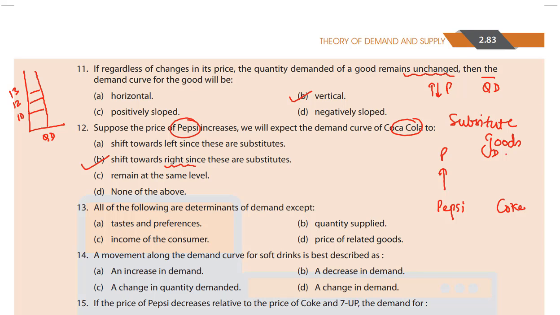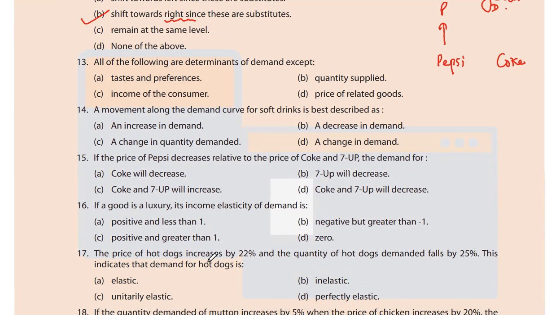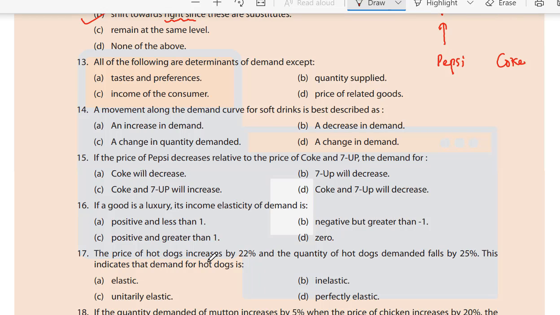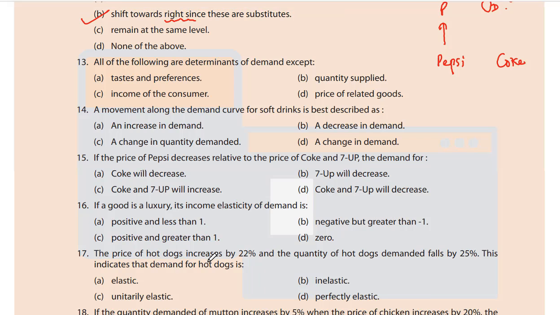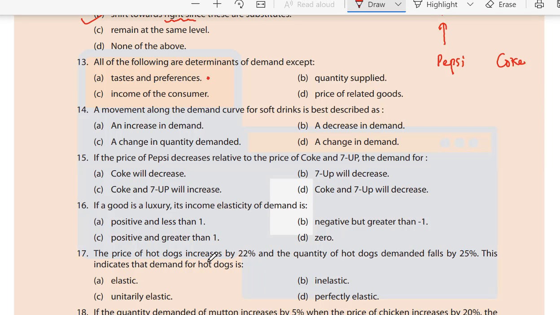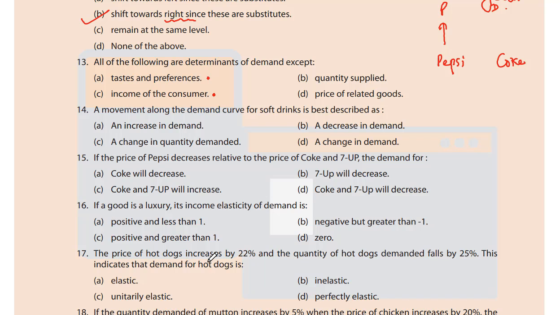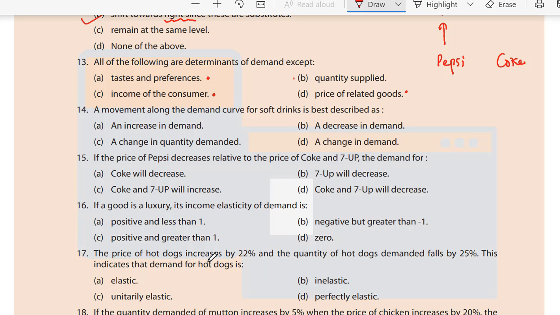Let's see the 13th one. All of the following are determinants of demand except: A, taste and preferences; B, quantity supplied; C, income of the consumer; D, price of the goods. As you know, taste and preferences is a determinant of demand. Income of the consumer is also a determinant of demand. Price of the product is also a determinant of demand. But quantity supplied is not a determinant of demand.